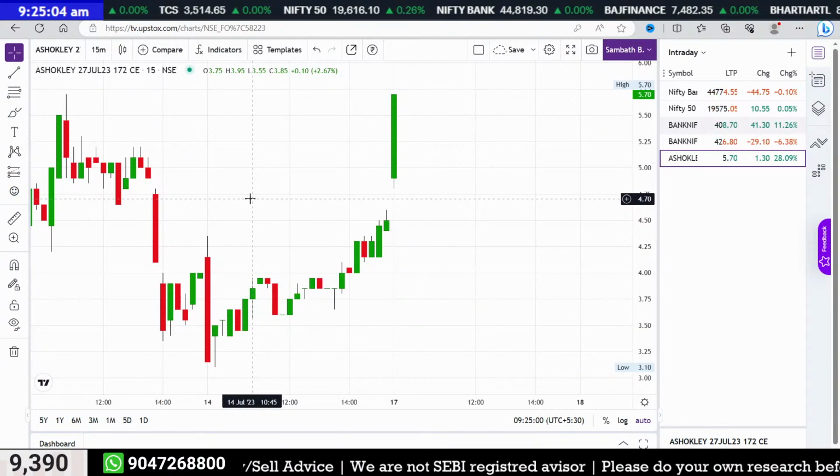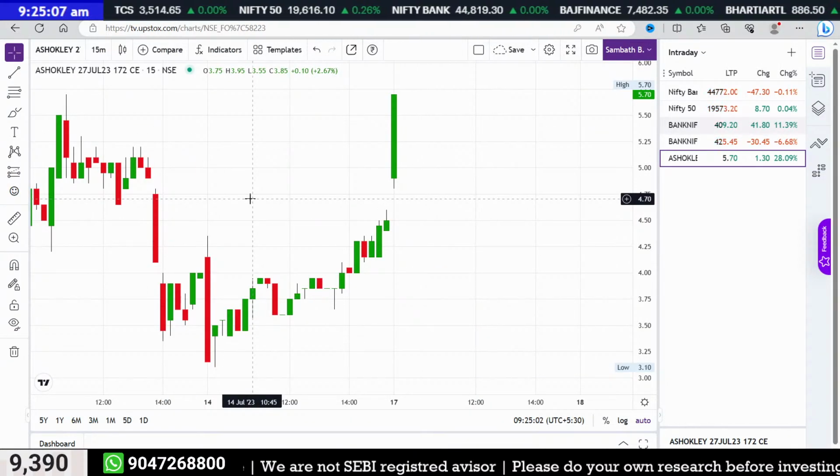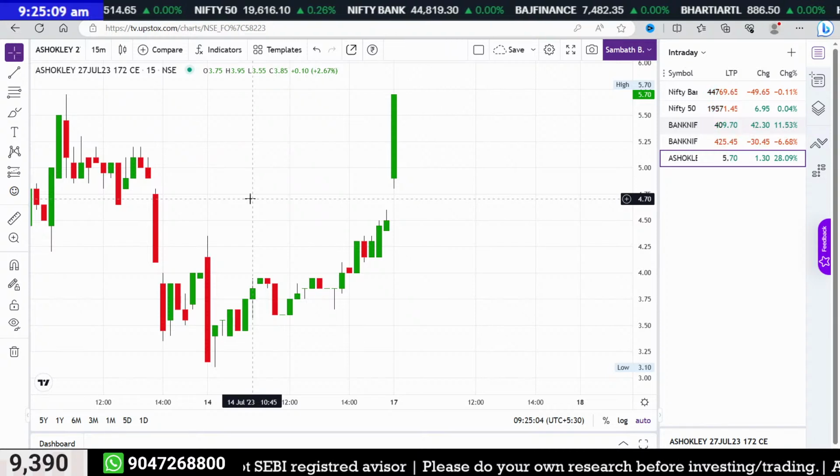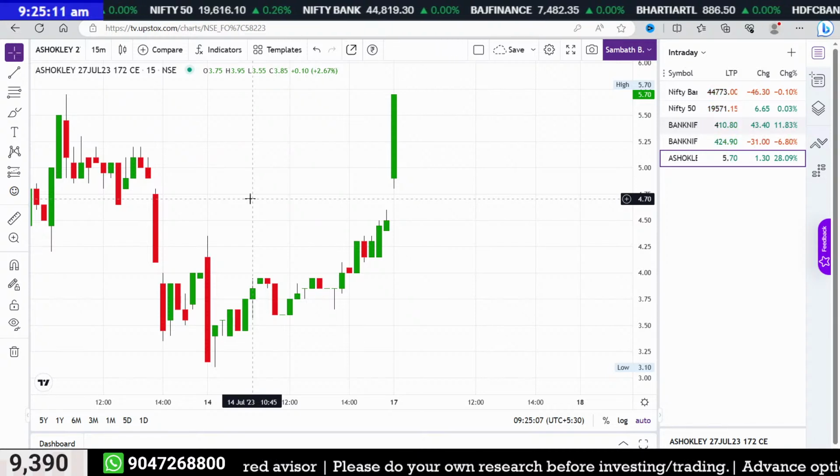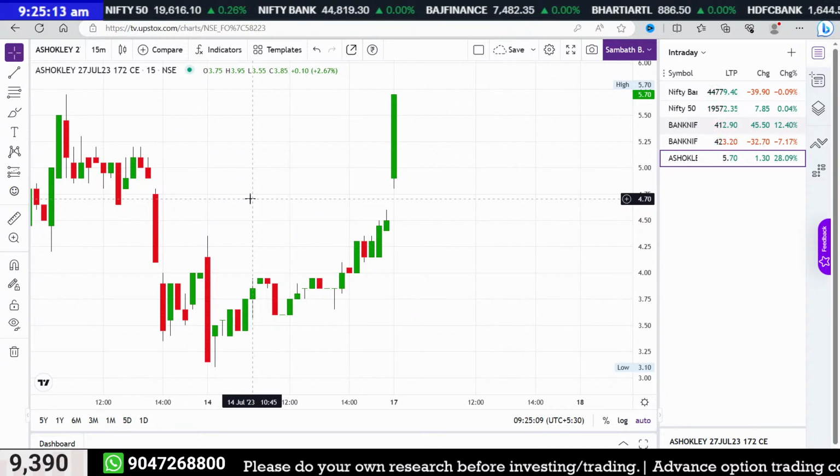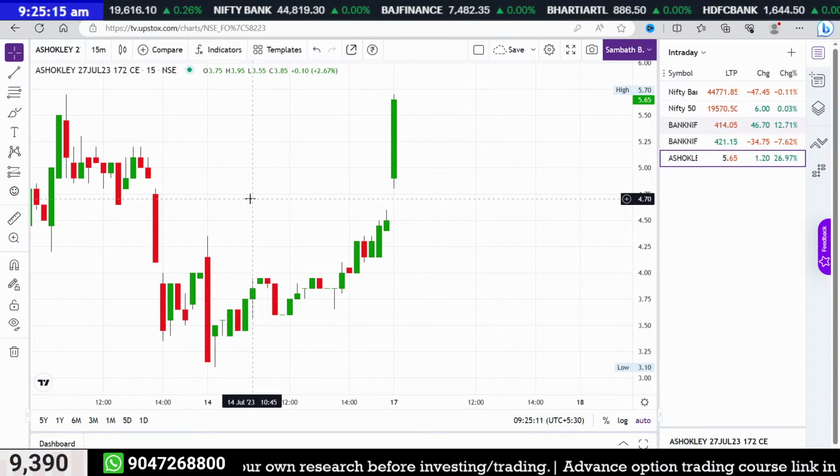This one I tried 5.4. Now it is 5.7, so let me wait. And it was a 9:30 trigger. We need to wait for it. Tata Steel 112.